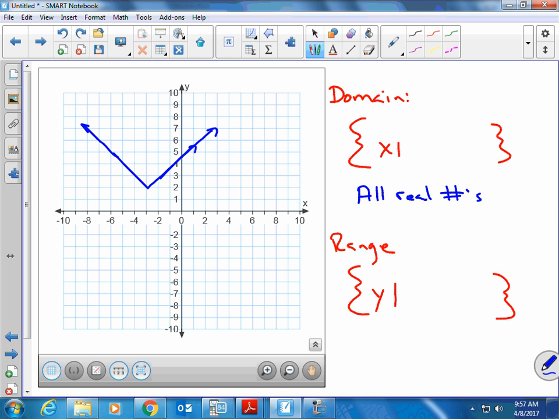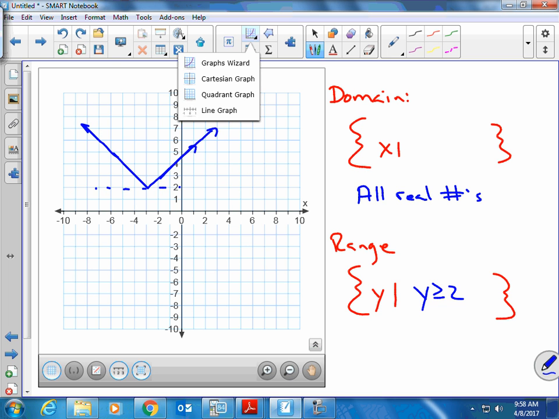Okay? Range. Smallest y value, 2. Largest y value, there isn't one. These arrows say go forever. So now it's a set of all y's where y is simply greater than or equal to 2. Don't stop, just go forever. Y is greater than or equal to 2.